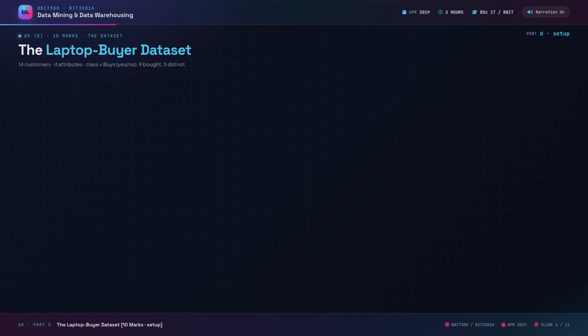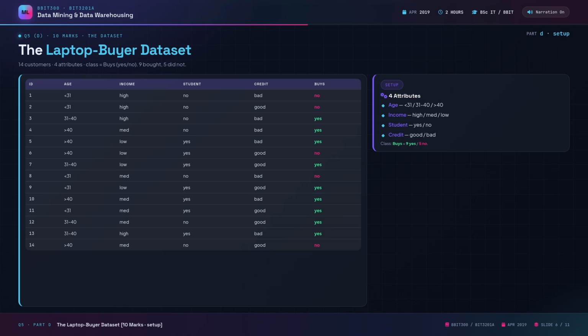The task is to use the ID3 algorithm to build a decision tree that predicts who will respond to a future offer. ID3 builds the tree top-down, recursively. At each node, it computes the information gain of every remaining attribute.